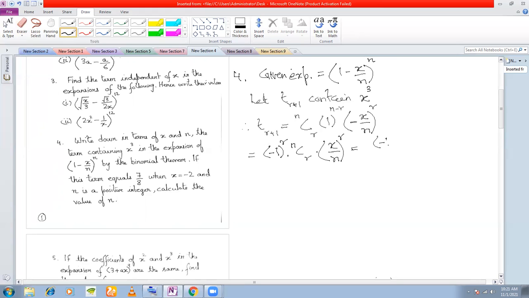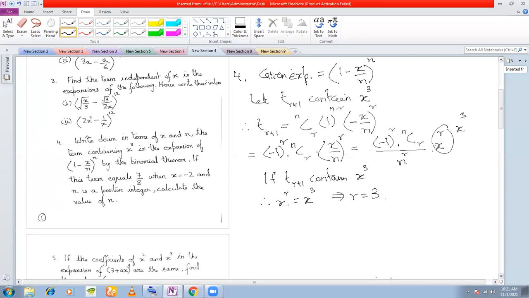So we get minus 1 to the power of r into nCr. In the denominator, you have n to the power of r. So you can take n to the power of r in the denominator and write this as x to the power of r. So we have separated the x. If T(r+1) contains x cube, then this term must be x cube, right? Therefore, x to the power of r must be equal to x cube. That means what is the value of r? r is equal to 3.